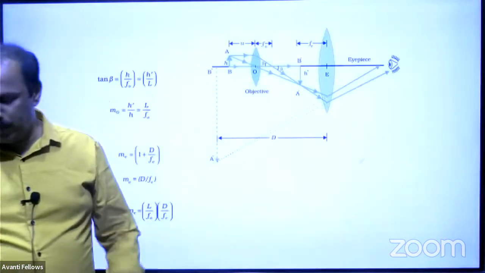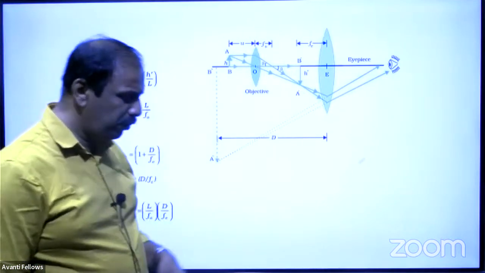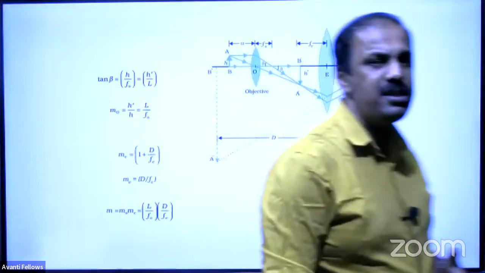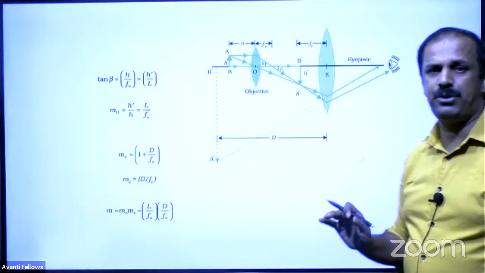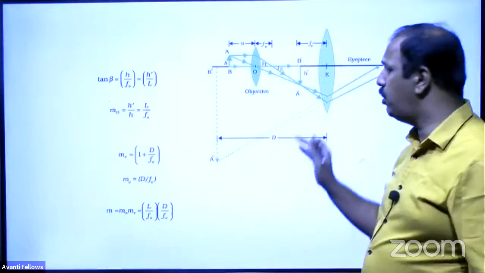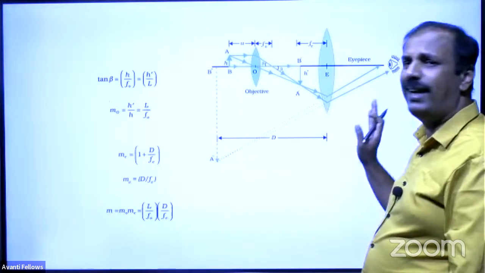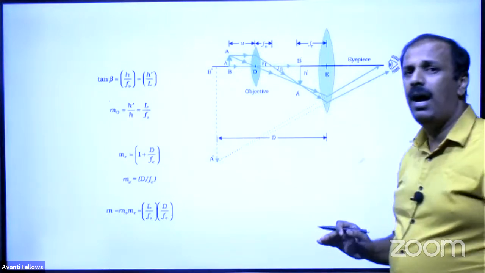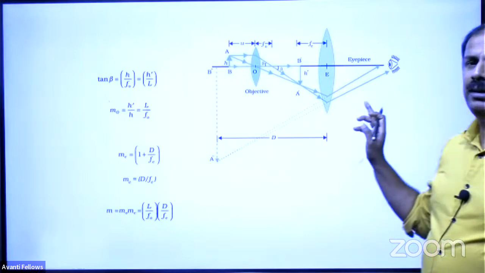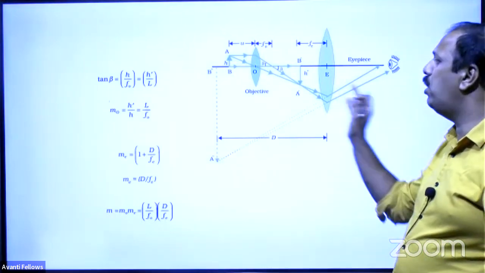Next one is the compound microscope. In this compound microscope, the first thing is you should know how to draw it. Sometimes even in the last examination, I think you got a question to draw a microscope or telescope. So we have three diagrams. One is for the compound microscope, another is for the refracting telescope, and another is for the reflecting telescope. So you should know how to draw these.